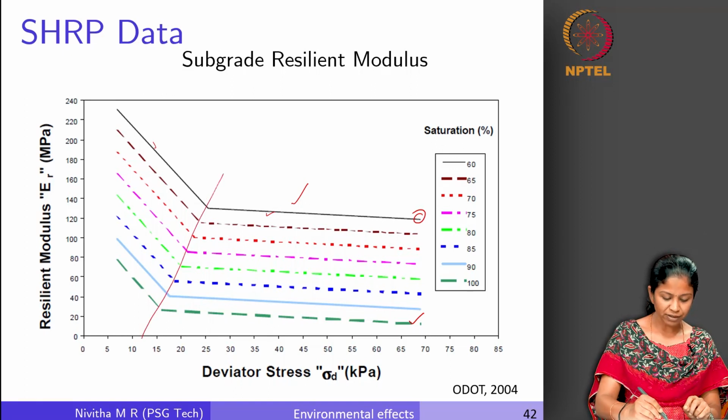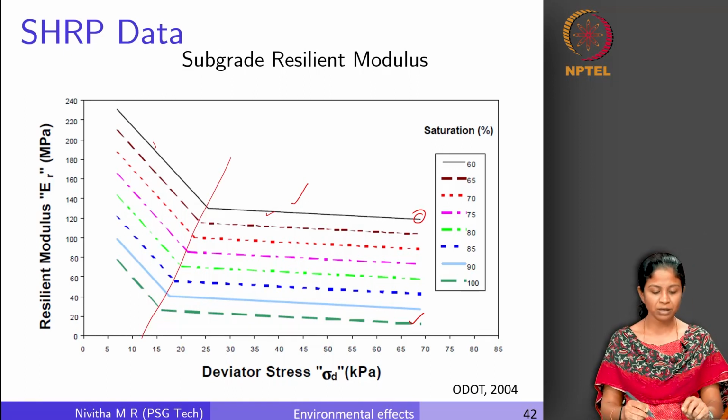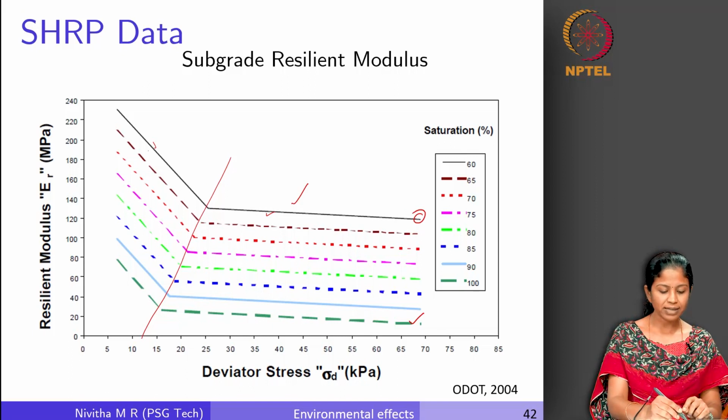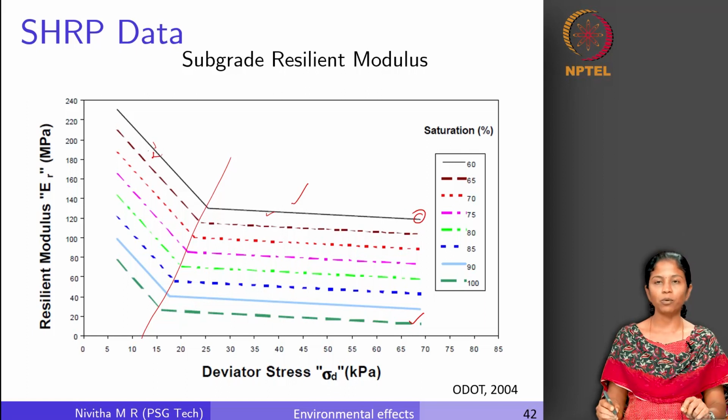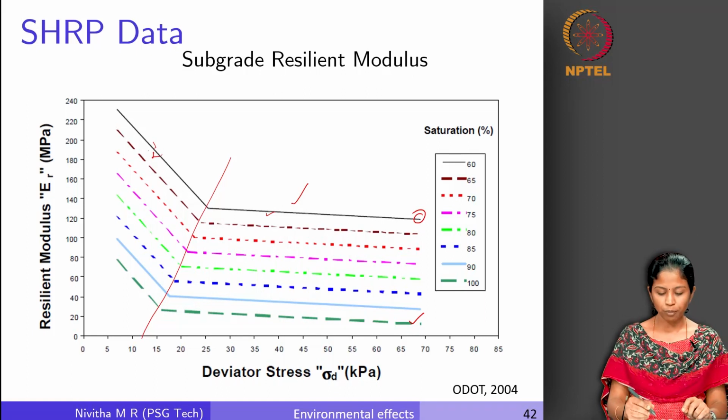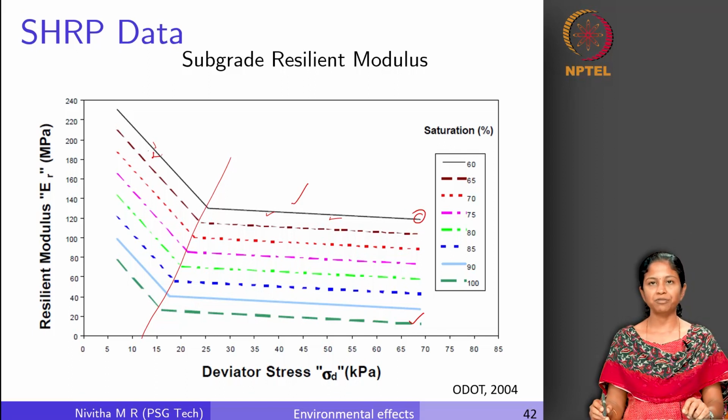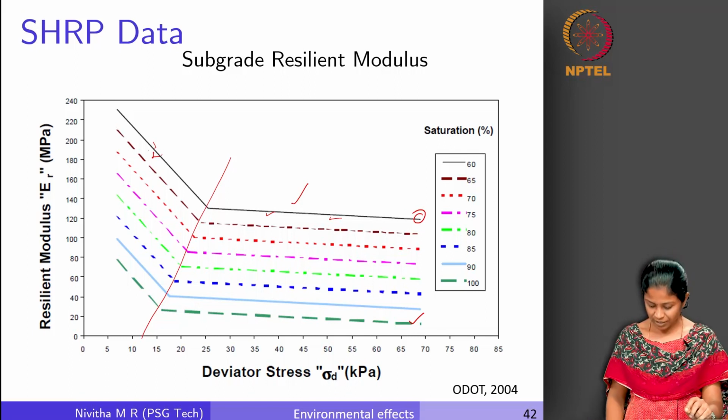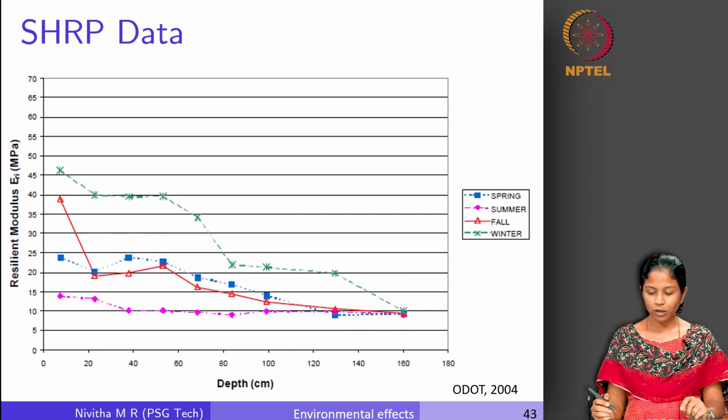Again the point of inflection varies with degree of saturation, but the slope, these lines are seen to be offset by a constant distance, which shows that the slope will more or less remain the same. So for both these cases the slope remains the same, but this point of inflection is shifted depending upon the degree of saturation. Similarly, we are also seeing the variation of resilient modulus with depth.